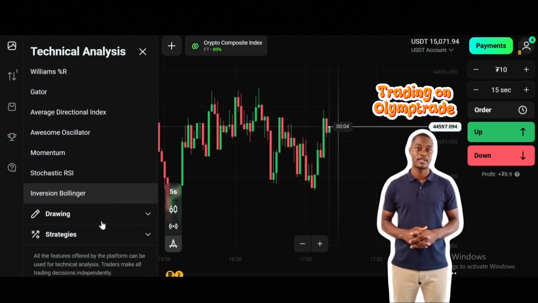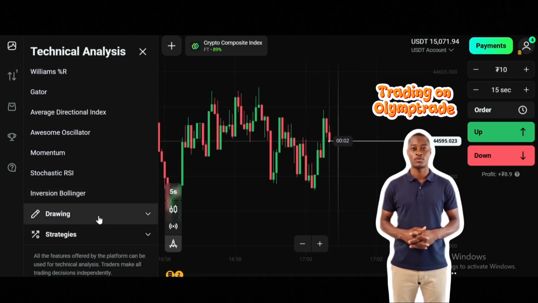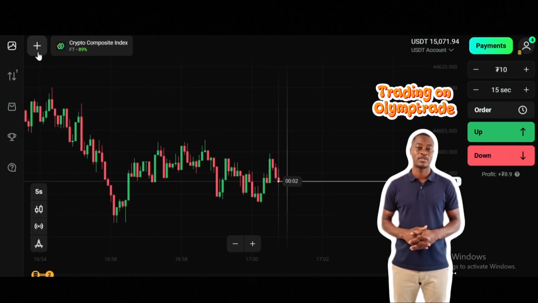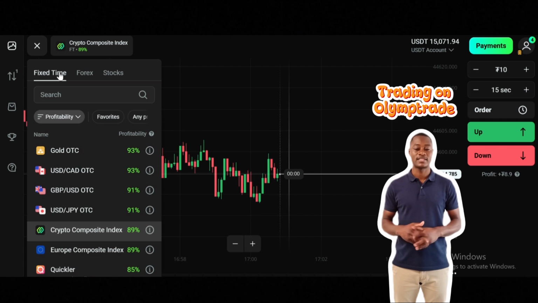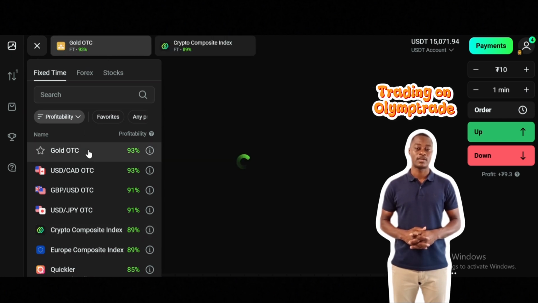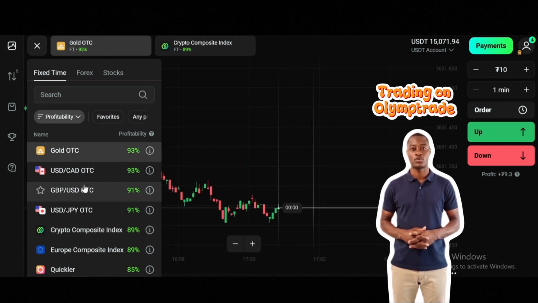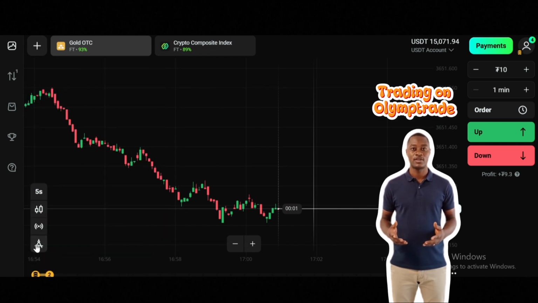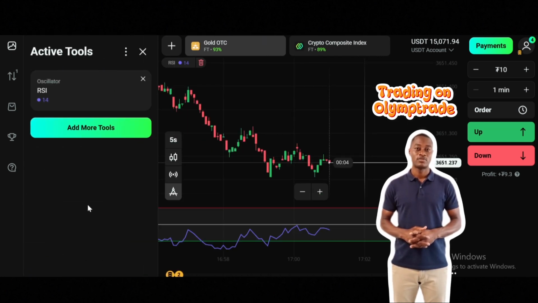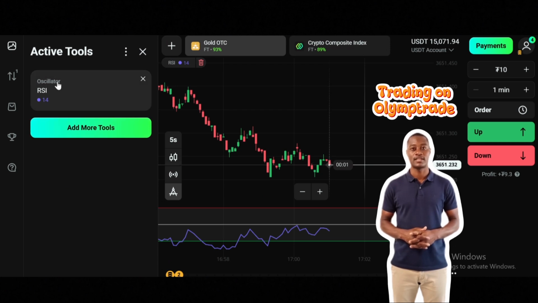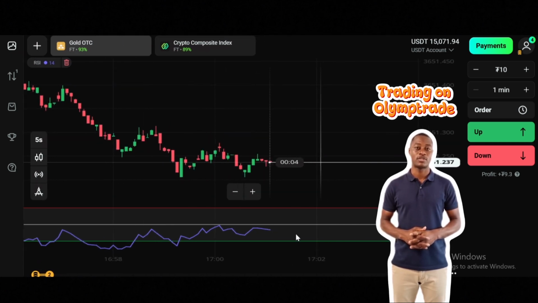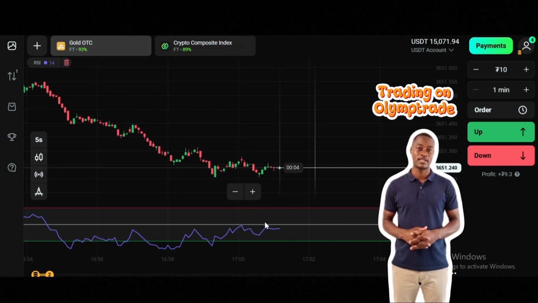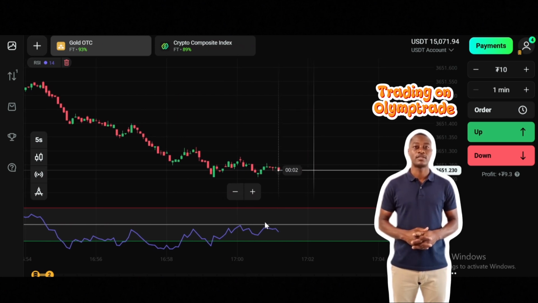Now let's see how to set up RSI on the Olymptrade platform. 1. Log into your Olymptrade account. 2. Switch to fixed time trading mode. 3. Choose your asset, for example, EUR/USD, gold or oil. 4. Open the indicators tab. 5. Select RSI and keep the default period at 14. This is the most widely used setting. You'll now see a separate line graph below your chart that moves between 0 and 100. That's your RSI indicator.